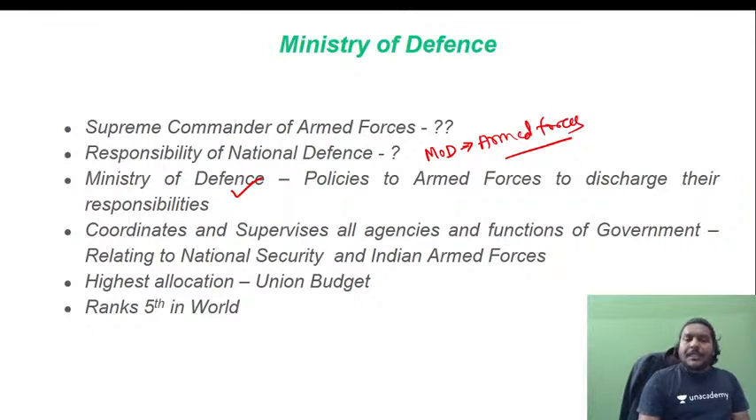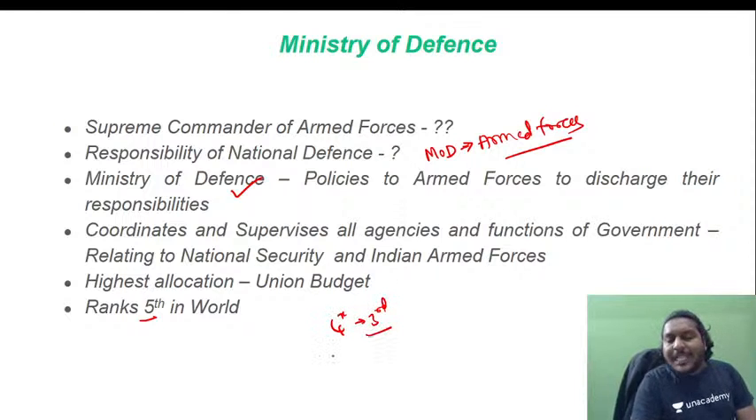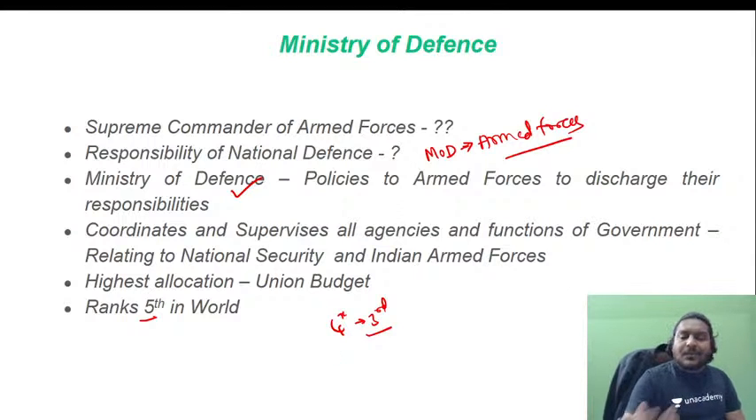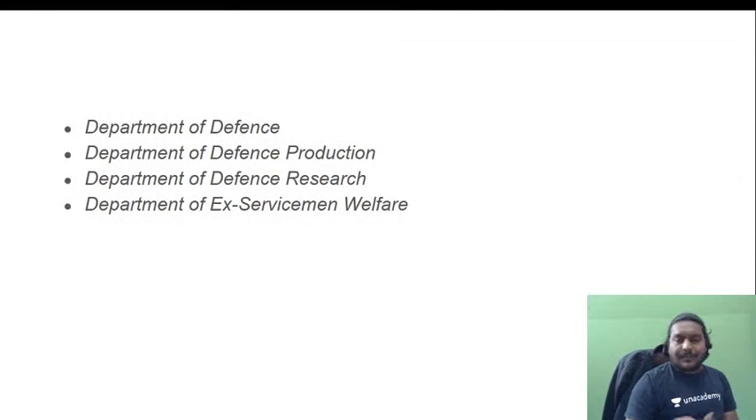And also, India's position keeps changing. It was fifth some time ago. It increased to fourth. It came to third also. When it comes to the allocation that we are making for defense, it is increasing year by year in an incremental manner.